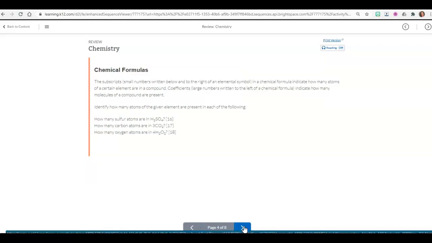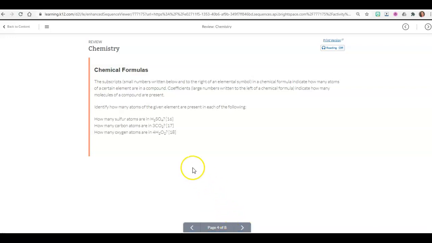All right, so again, using chemical formulas and understanding that subscripts are these little tiny numbers to the right of the element, that tells us how many atoms there are in that compound. Coefficients are the larger numbers out in front of the element, and that indicates how many molecules of that compound are present. So we'll go through that. And it's here asking, identify how many atoms of the given element are present in each of the following.